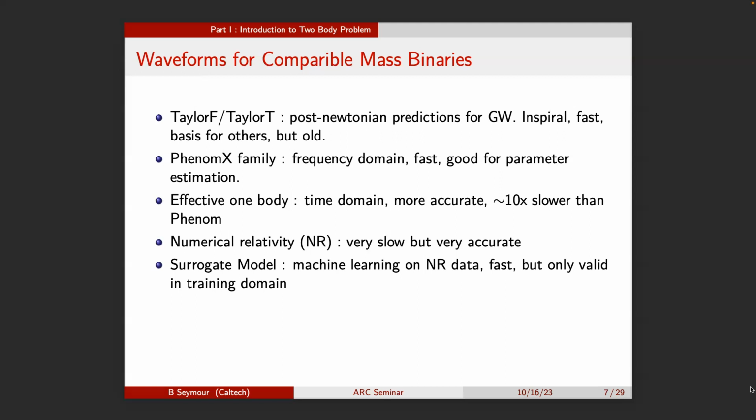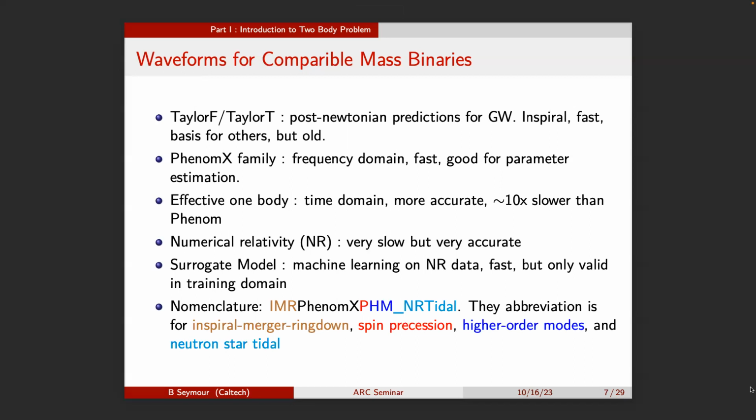Then I have the nomenclature, in case anybody ever sees these long waveform names in the literature. It says IMR Phin-X PHM in the title. Basically, IMR means in-spiral merger ring down, spin precession is the P, high order modes is HM, and neutron star tidal is blue, or cyan. And this could be EOB instead of Phin-X or whatever.